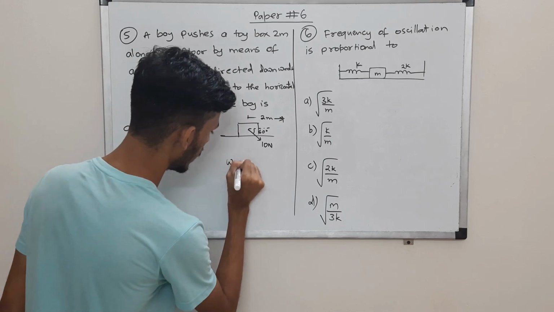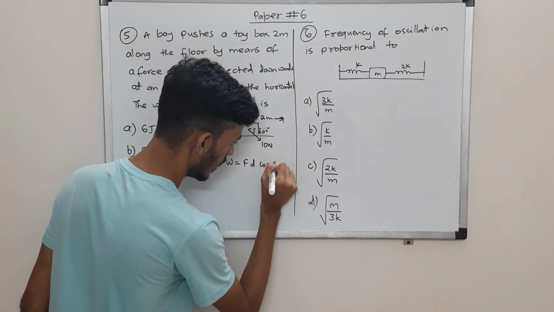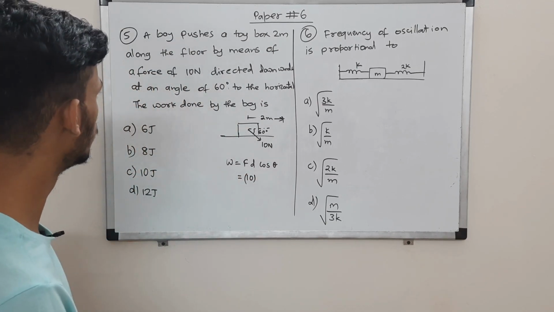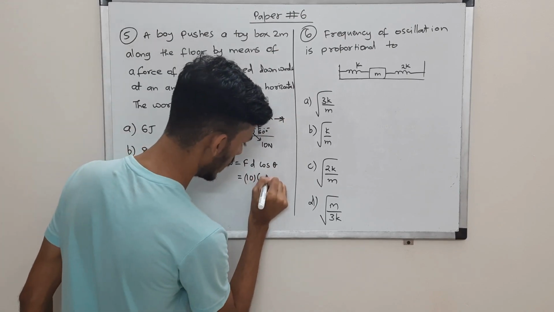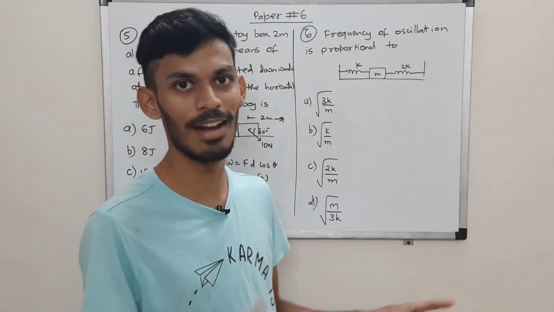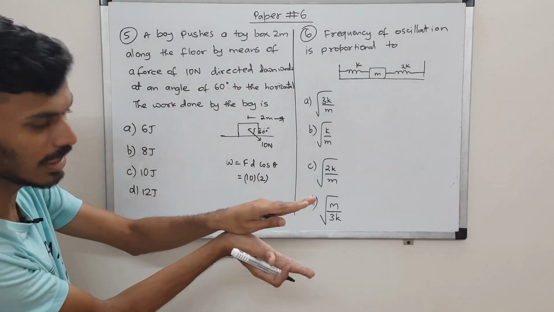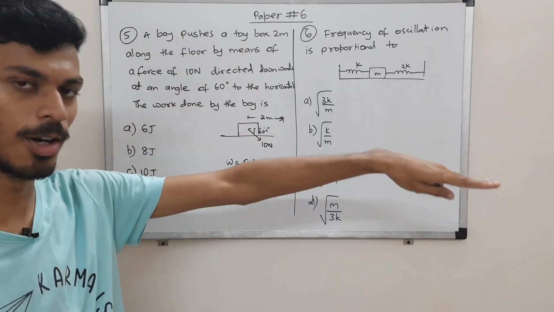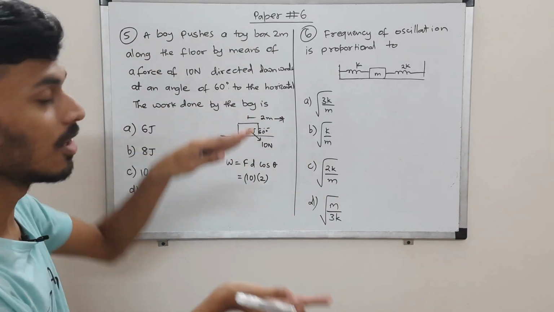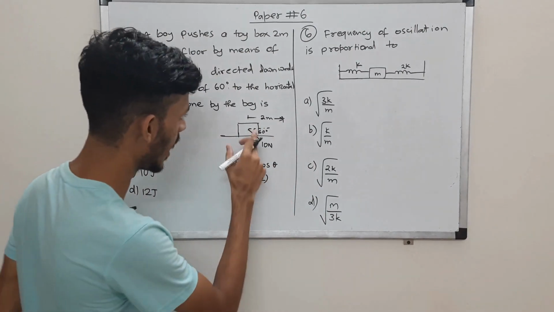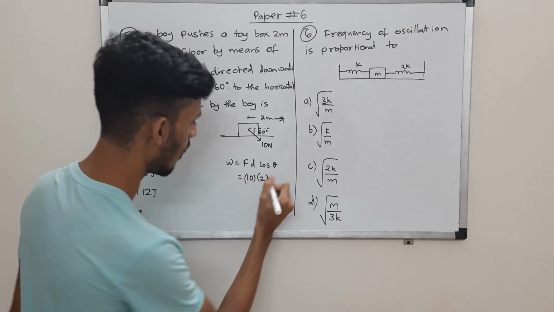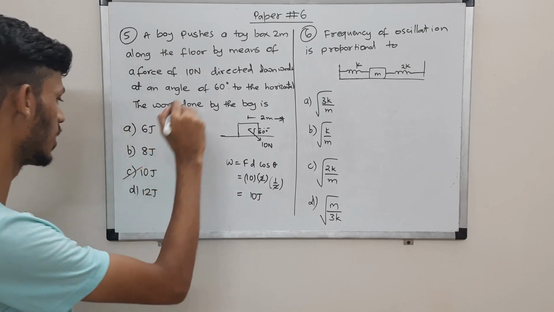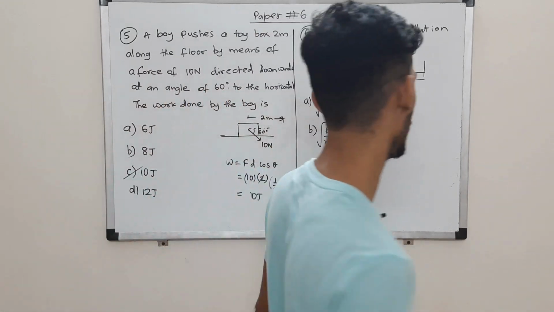So the work done here is F D cos theta. The magnitude of the force is 10 newtons, D, the displacement, is 2 meters, and theta is the angle between F and D. Displacement is along the horizontal, along the floor, and F is at an angle of 60 degrees with respect to the horizontal. So the angle between the two is 60, cos 60 is half. Half, this and this will cancel. 10 joules is the work done by the boy on the toy box.